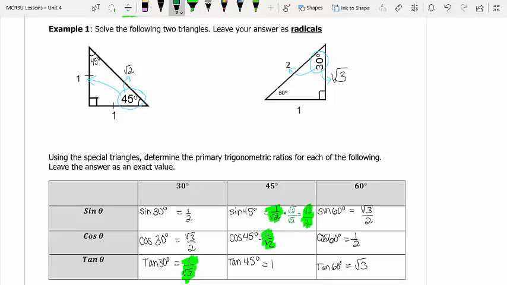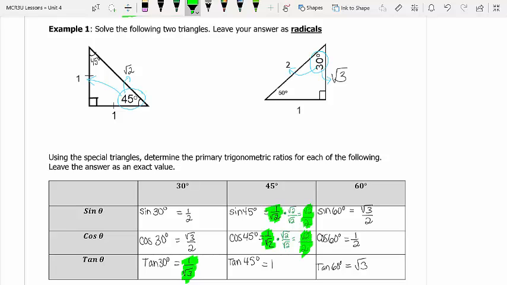So again, we don't like that radical in the denominator, so let's multiply this by 1. So root 2 over root 2. Let's get that radical out of the denominator. So let's multiply these. So 1 times root 2 is root 2, and root 2 times root 2 is 2. Okay, so 1 over root 2 here is also the same as root 2 over 2.